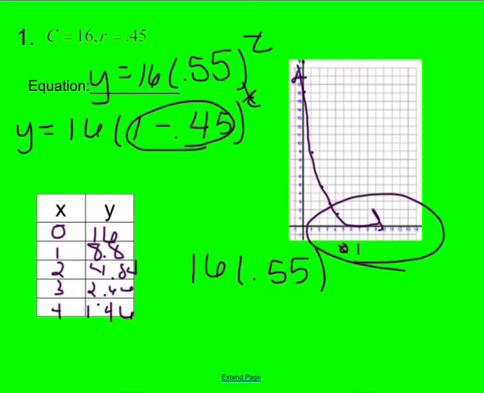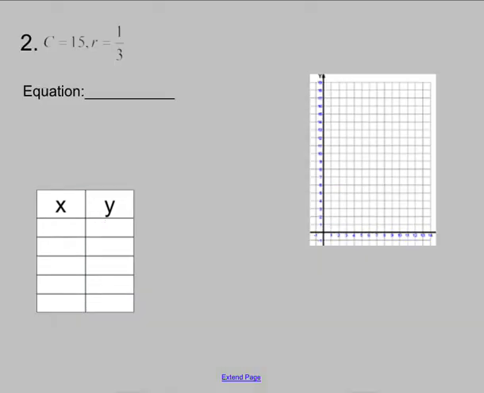Okay? Next, let's take a look at number 2. For number 2, we have a rate of 1/3, which, remember, is the same as 0.33.